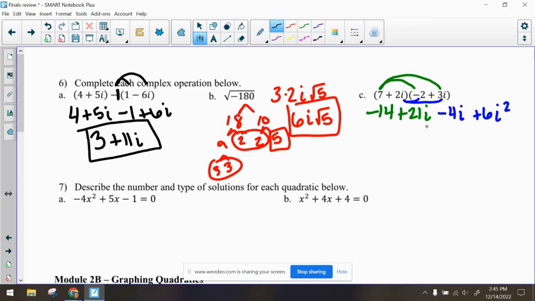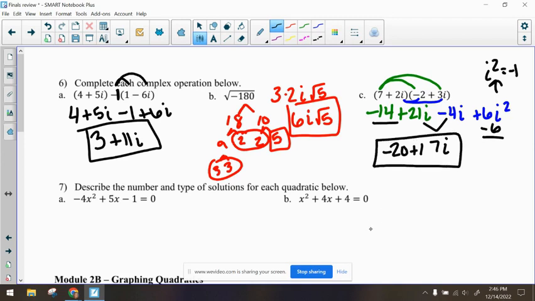As we simplify, the middles will combine to give me 17i. i squared, it's one of our properties, equals negative 1. So if I take this plus 6 times negative 1, that number is really a negative 6, which I will then combine with the negative 14 to give me negative 20 plus 17i.